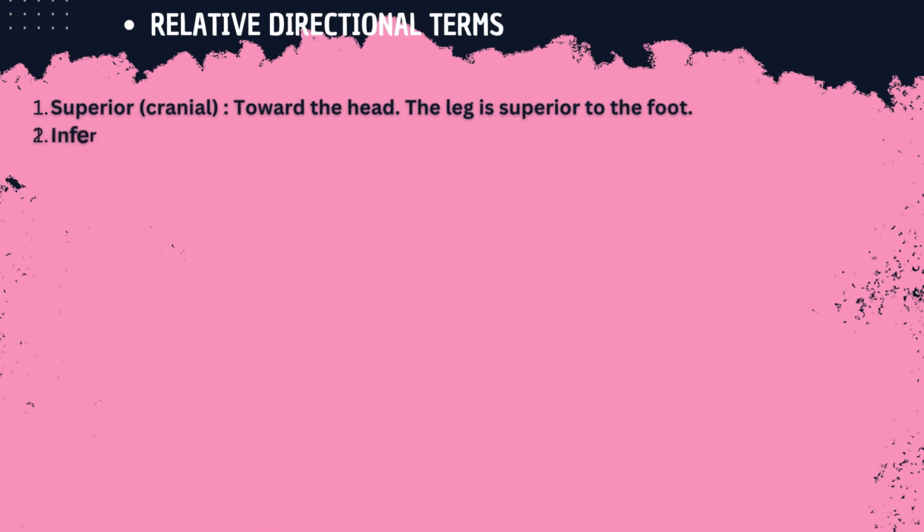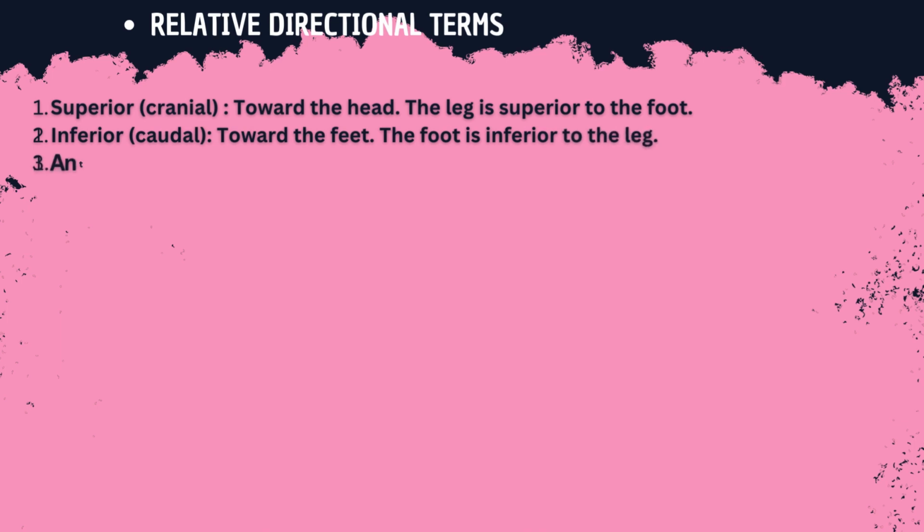Superior or cranial means toward the head. Example is the leg is superior to the foot. Inferior or caudal means toward the feet. Example is the foot is inferior to the leg. Anterior or ventral means toward the front part of the body.